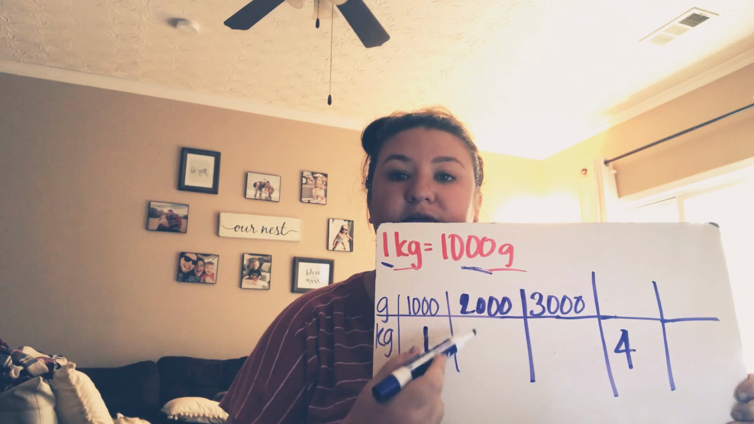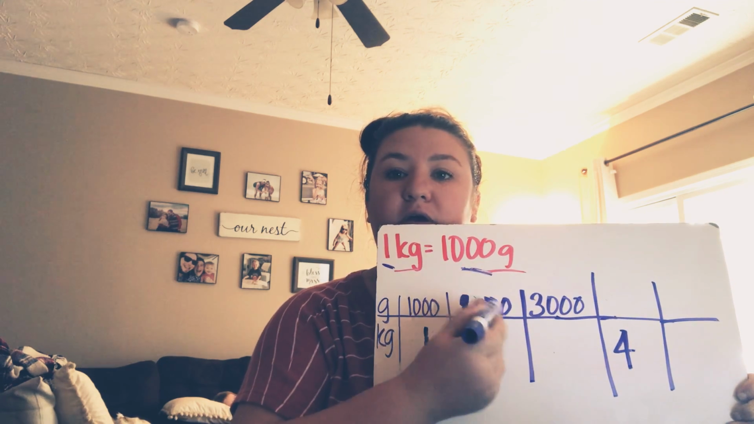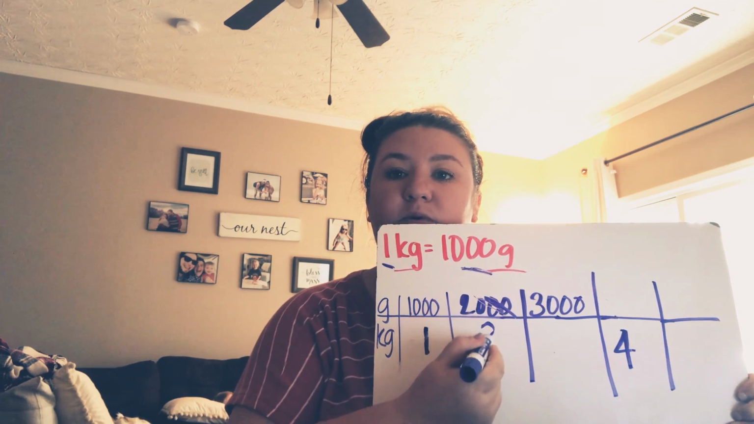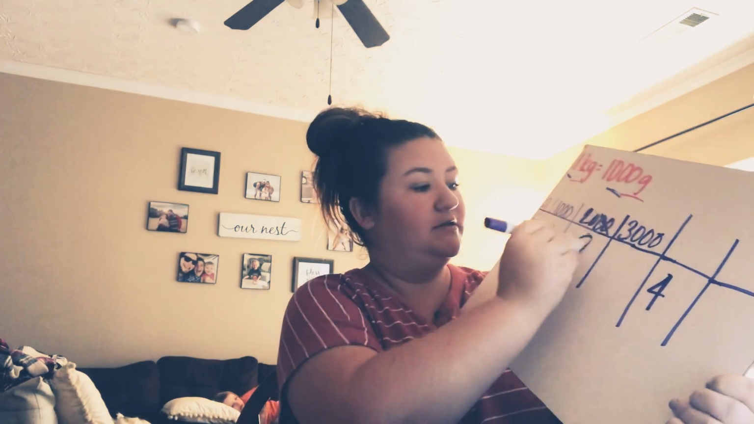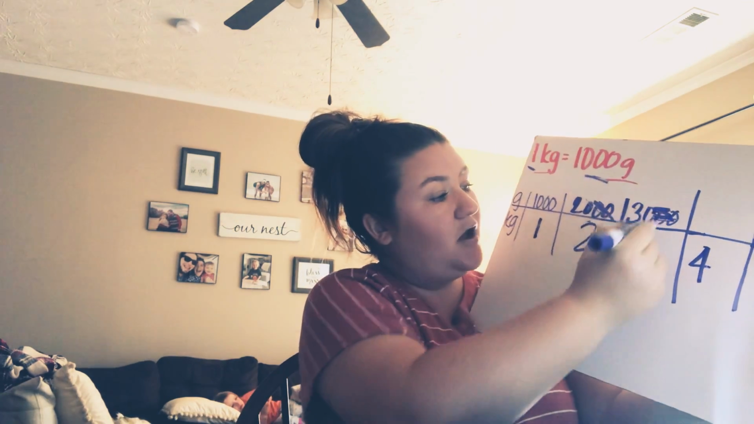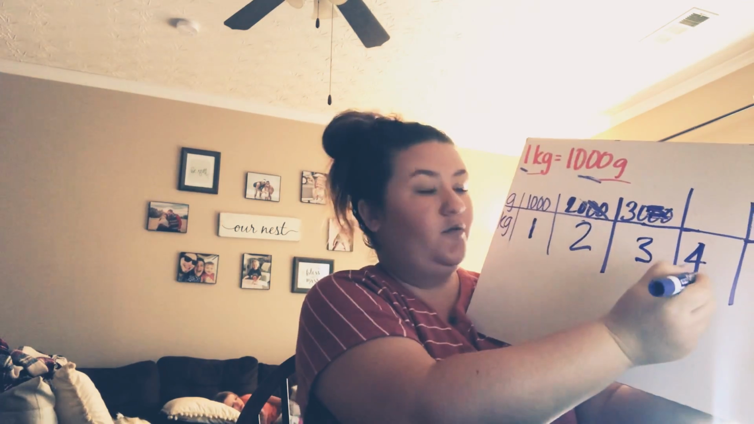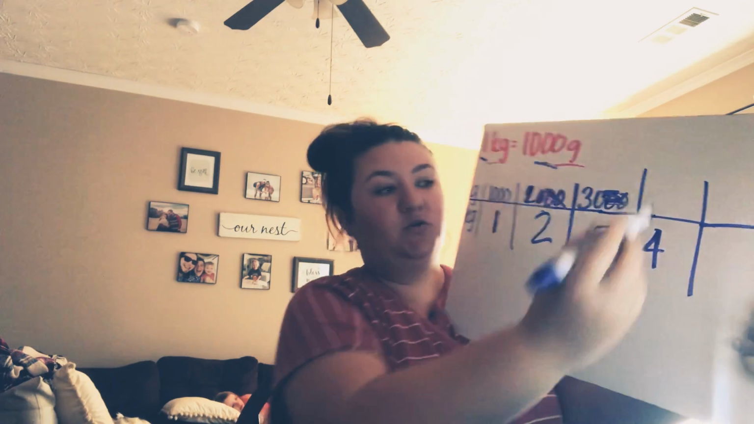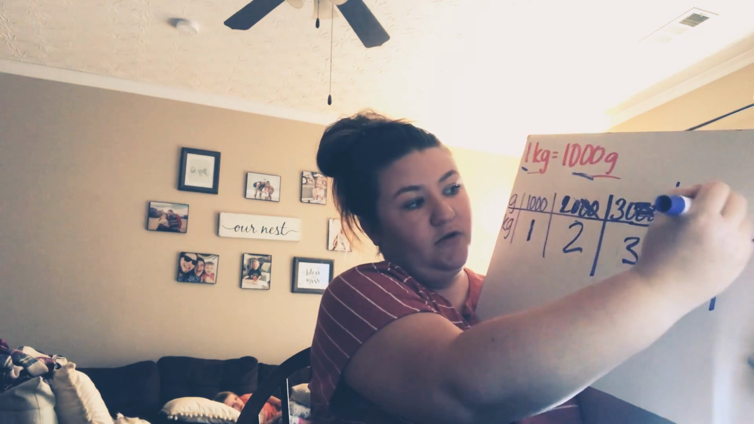If we have 2,000 grams, we're just going to take those zeros off, and then this is going to be, well, I tried to write that backwards, it looks more like an S. That's going to be a 2. Now we're going to do the same thing here. We're going to take these off, and this is going to be a 3. Now if we have 4 here, we're going to add those 3 zeros, so it's going to be 4,000.